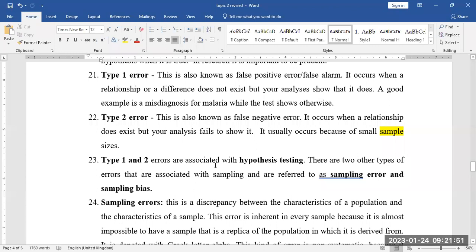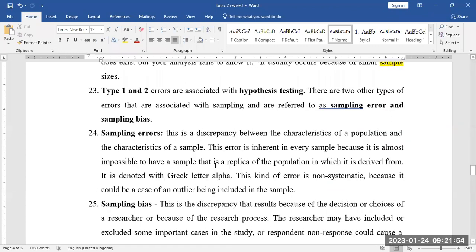Then there are what we call type 1 and type 2 errors. They are associated with hypothesis testing. Remember, we have talked about hypothesis testing, and we have said that it is an educated guess, an assumption. These hypotheses that you come up with in your research have to be tested. Once you conduct your research, it will prove your hypothesis to be true or false. There are also 2 other types of errors that are associated with sampling, and they are referred to as sampling error and sampling bias.